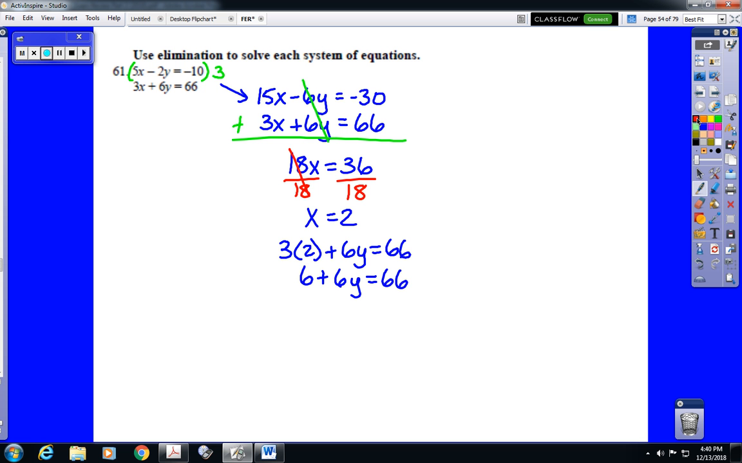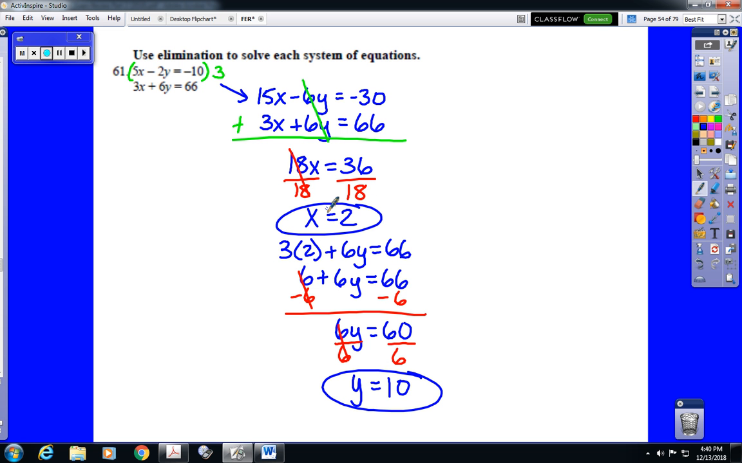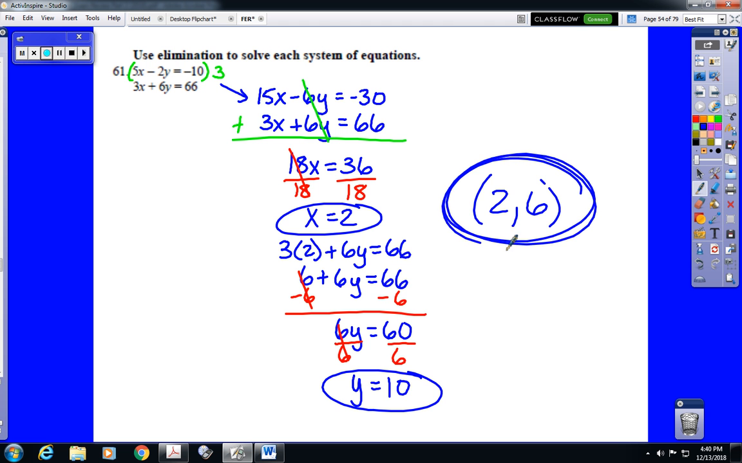Now, there's a lot of things you could do, but that's really just a two-step equation. So subtract 6 from each side, which would give you 6y equals 60, and then divide by 6, which would give you y equals 10. So, we have y equals 10 and x equals 2. We're supposed to write that as a point. (2, 10) would be the answer we would provide for this problem.